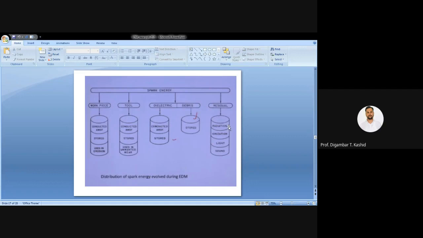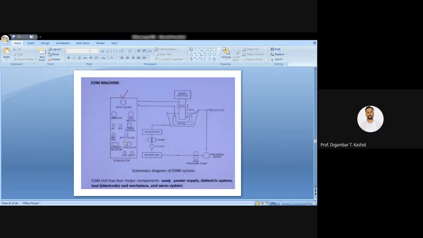That may be in the form of radiation, ionization, light or sound. So these kinds of things are going on simultaneously. When a spark happens, the distribution of the spark energy will be like this. This is just for your information.